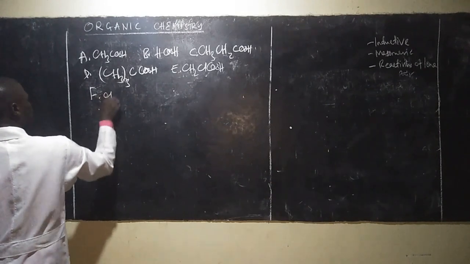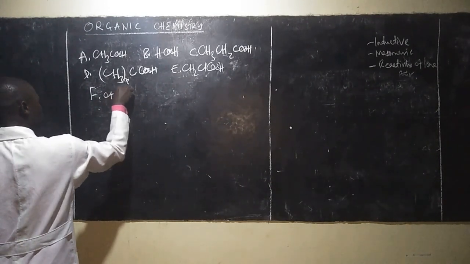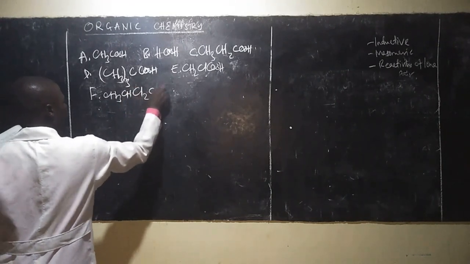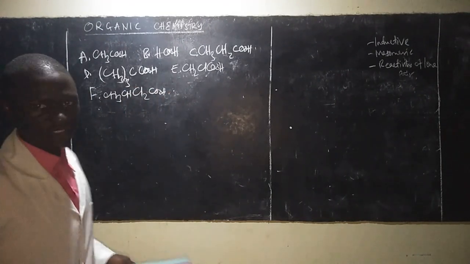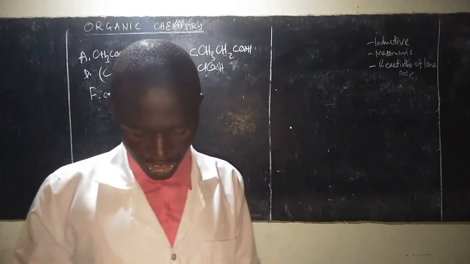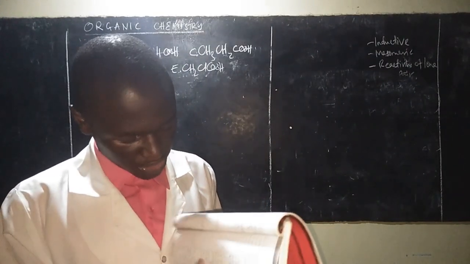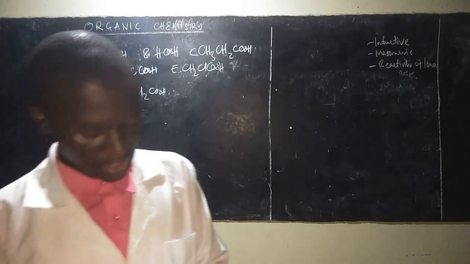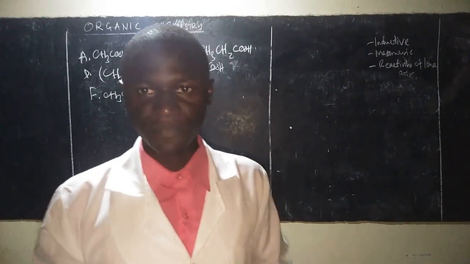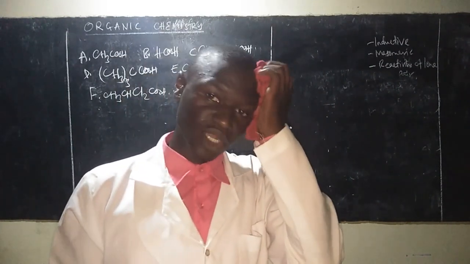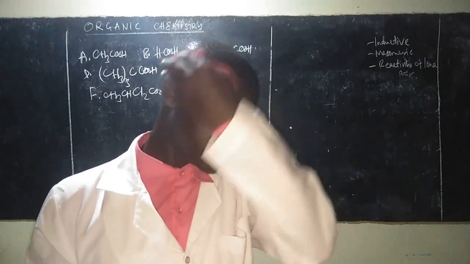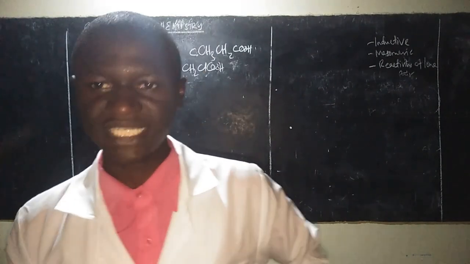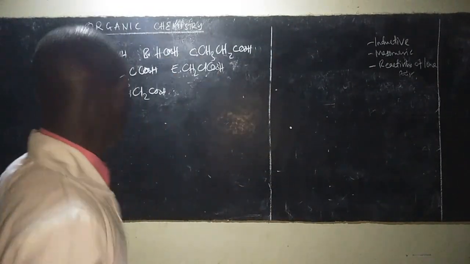F, we have CH3CHCl2COOH. Now we are given these compounds and the question is: arrange the following compounds in order of increasing acidic strength. That means you are required to start with the less acidic compound and move to the more acidic compound. You are required to arrange these compounds.